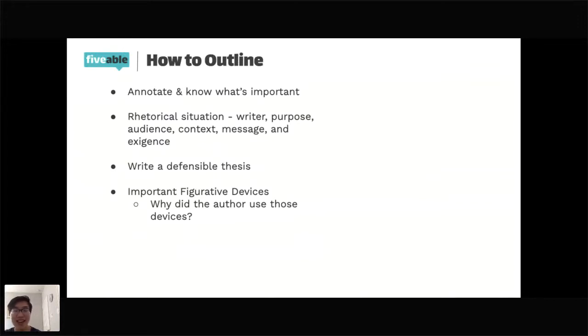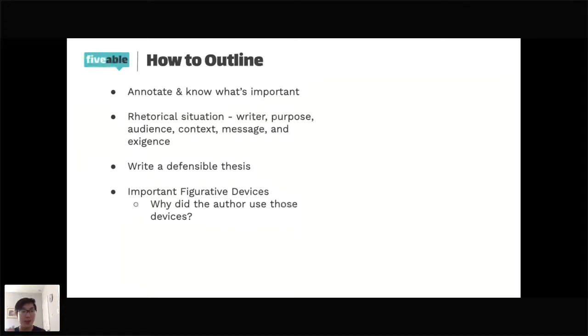So the first thing is to annotate and know what's important. And that's what the next few slides are actually going to cover. But also knowing the rhetorical situation: the writer, the purpose, the audience, context, message, and exigence. Most of that, as Perla mentioned earlier, is going to be in that paragraph above the prompt. They usually give context there. And you can usually figure out their purpose and their message by reading through their prompt. Remember, exigence is the motivation, the urgency. Why did the author write the text? What caused them to start writing things down? And so that's something that you also figure out as you read through the prompt.